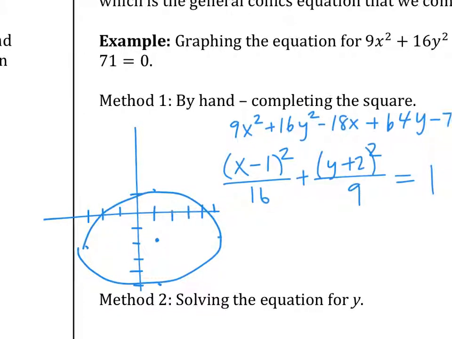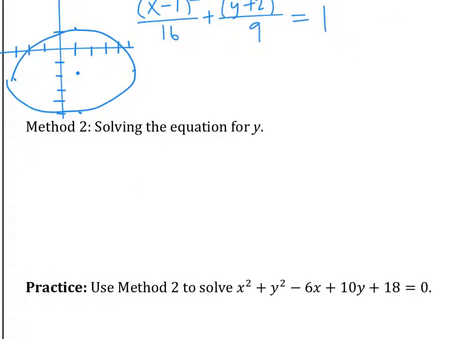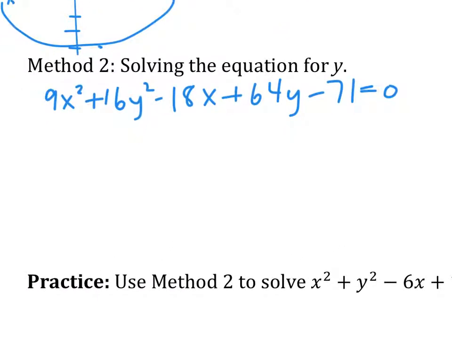That's one way to do it. The other way is method 2. We are going to start from the equation again. 9x squared plus 16y squared minus 18x plus 64y minus 71 equals 0. This is a very powerful method, and you should try to remember it until you get to a higher math class, because they will use this method for other things. In general, this is how you solve for a variable you want.